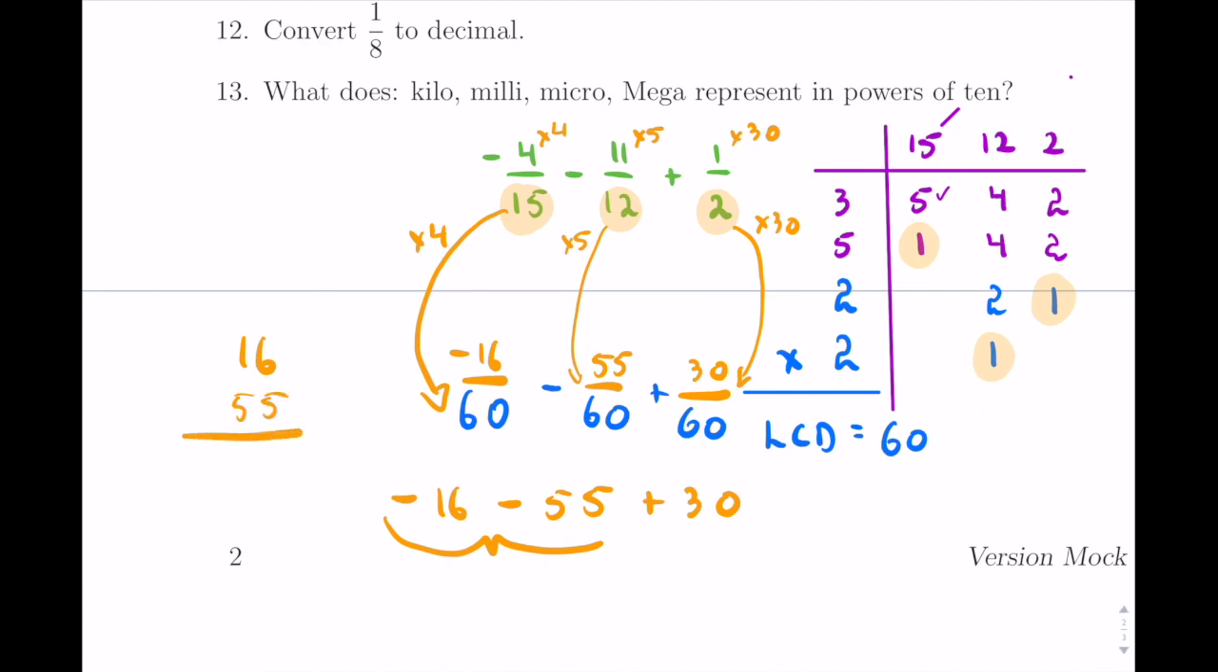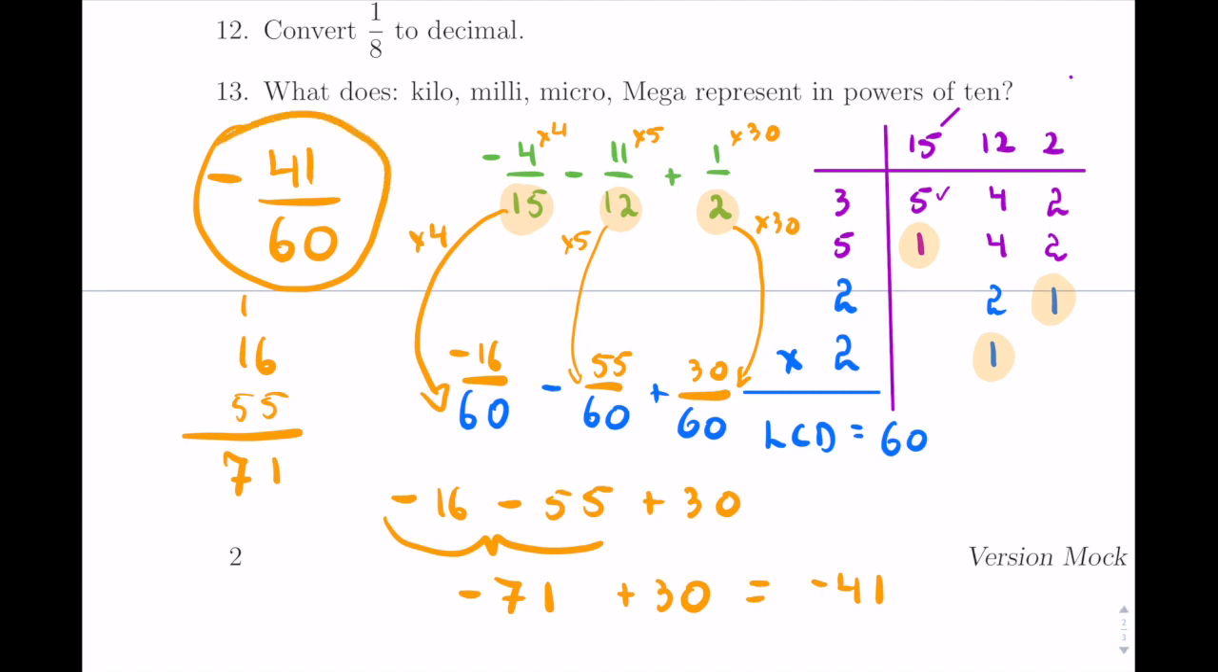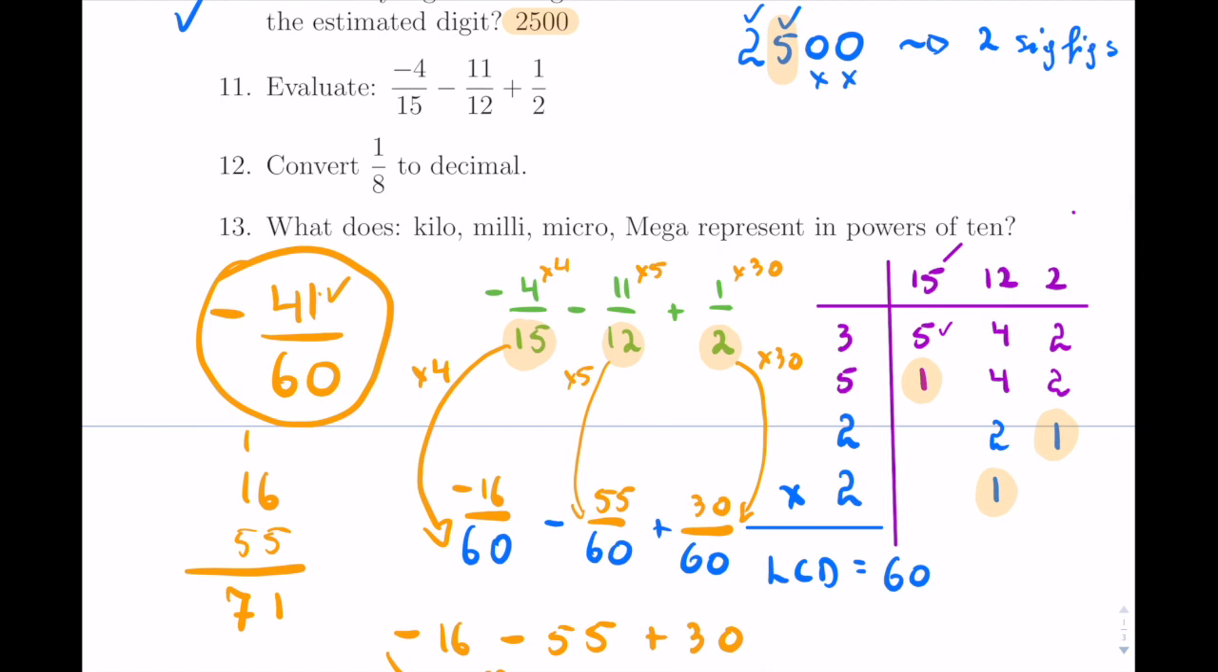6 plus 5 is 11, carry the 1, and that's 71. So this is negative 71 plus 30, and you can check for yourself, and that's going to be negative 41. So my overall answer here is going to be negative 41 over 60. 41 is actually prime. You cannot reduce it with the 60 at all. And that completes question 11.